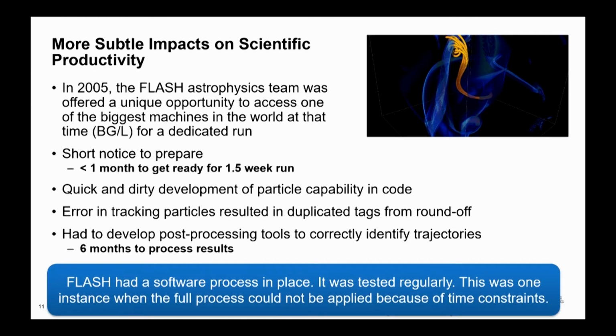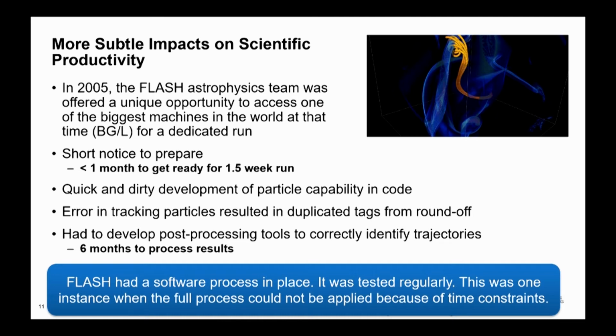And there can be more subtle impacts too. Anshu's team at the Flash Center back in 2005 had a chance to access, at that time, the largest machine in the world, which is a Blue Gene L, for a dedicated run. They didn't have a lot of time to prepare for this run. They were given about a month to get ready for a 1.5-week run. And although they had good software development practices in place, to do this run, they needed a particle tracking capability in the code that wasn't ready. So they had to do some quick and dirty work to get that going.